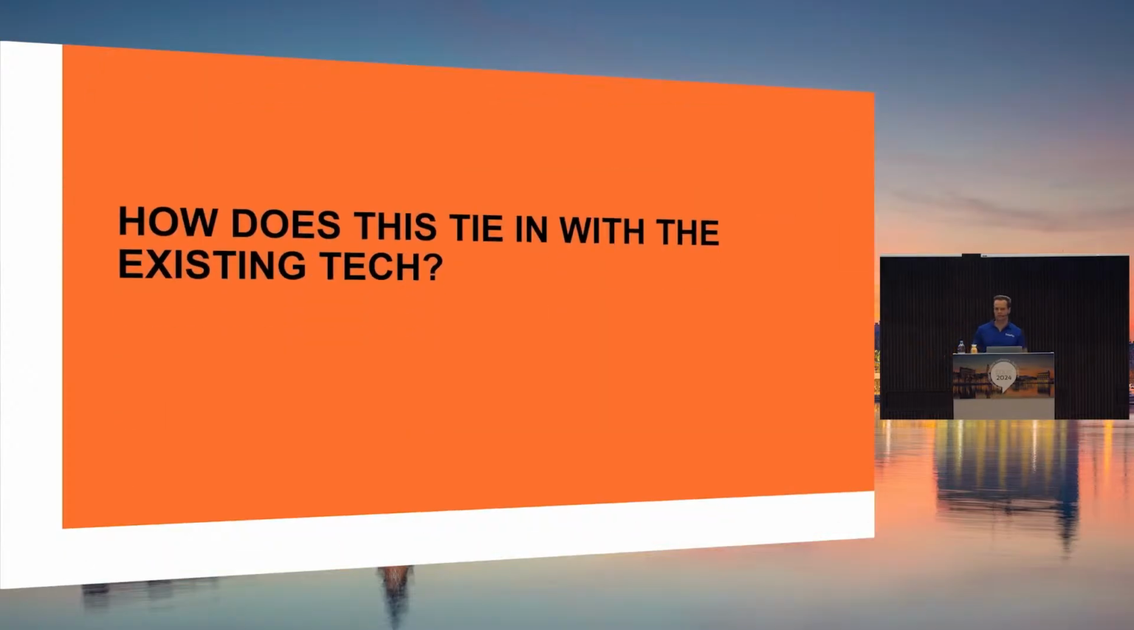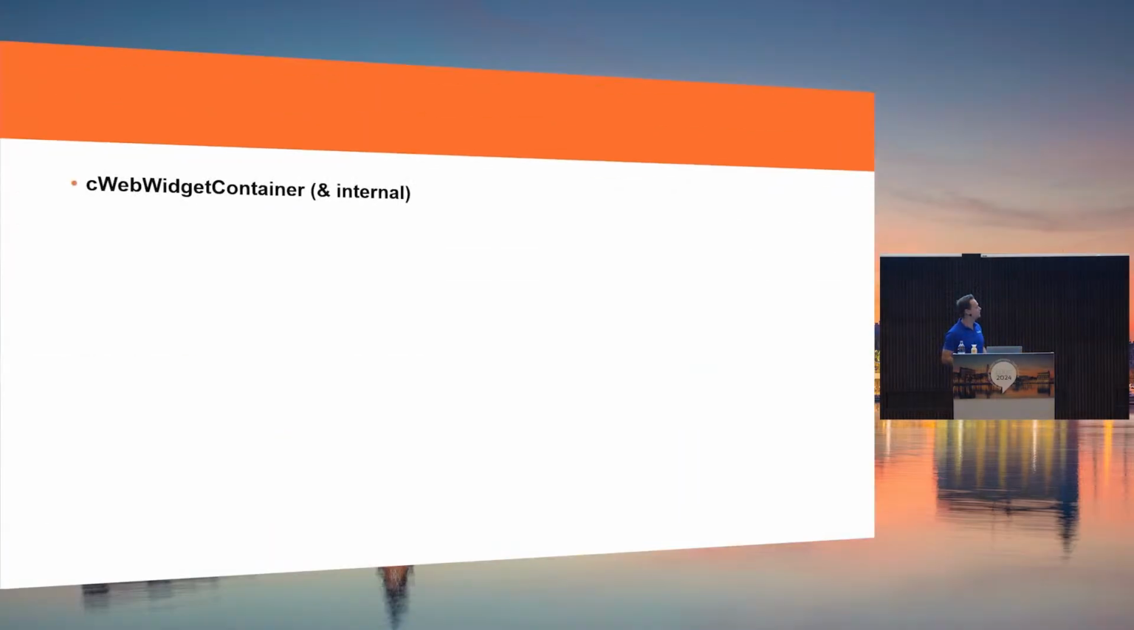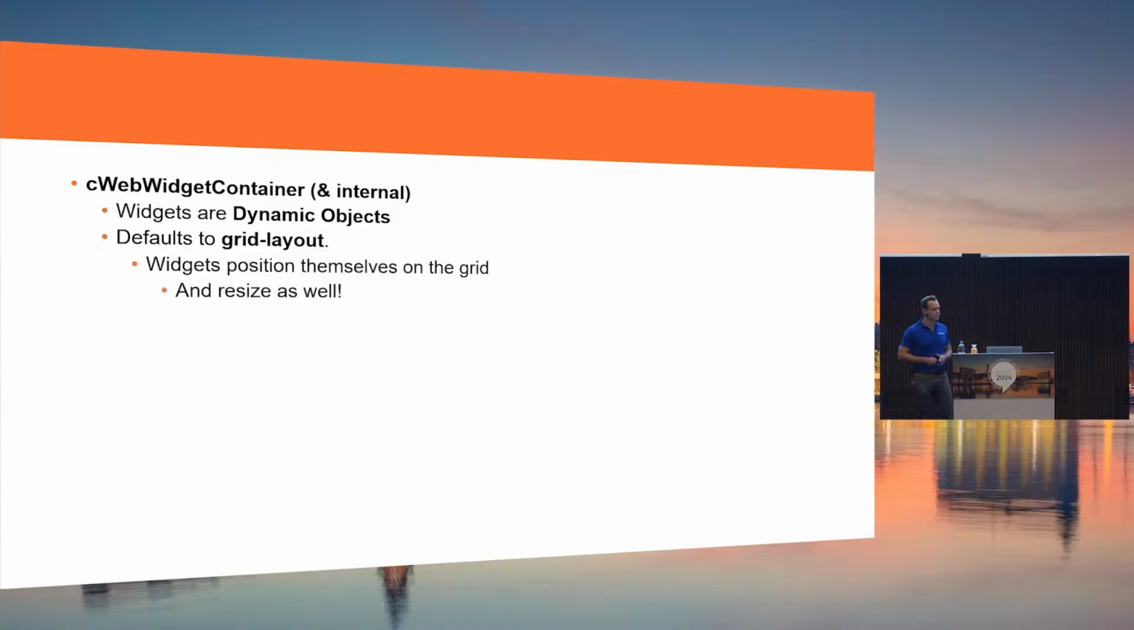Okay, so how does all of this tie in with the existing tech that I previously discussed? Well, the web widget container and the internal container as well, widgets that are inside that internal container are dynamic objects. And the internal container is actually a very fancy subclass of the dynamic object container. This thing defaults to grid layout. It actually only allows grid layout because that's the layout that makes the most sense for a dashboard. And widgets position themselves using grid layout, and resizing uses that as well.